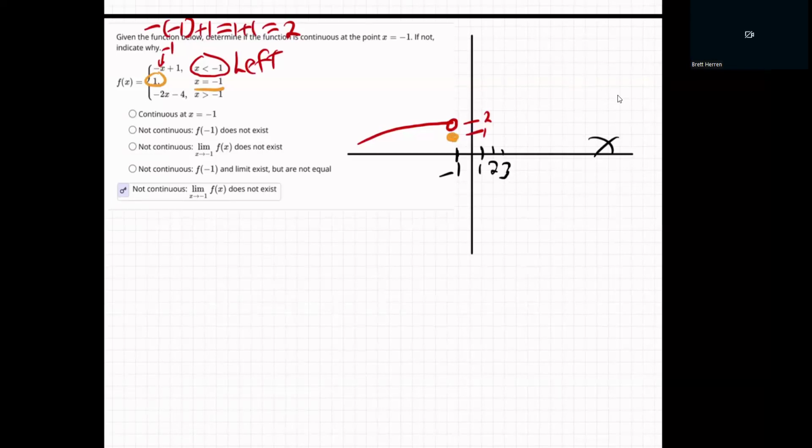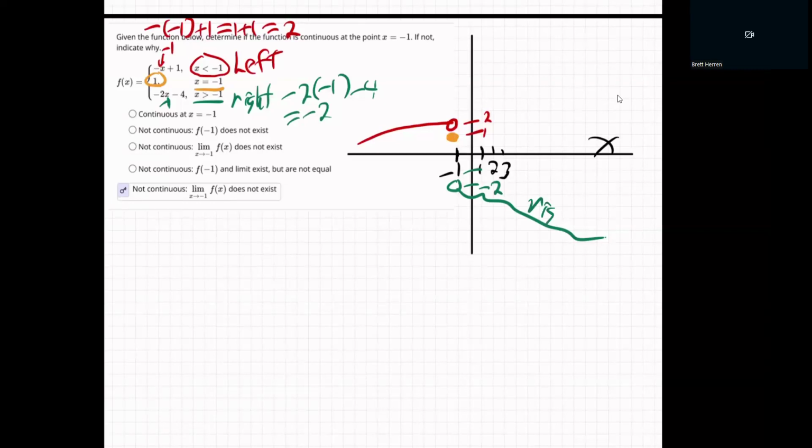Okay, last part. When it's greater than -1, that's to the right of -1. I'm going to plug in -1 again, even though it's not exactly right on -1. It's infinitesimally close. So that'll be -2 times -1 minus 4, which is 2 minus 4, -2. So it's down here. 1, 2, it's here. And then I don't know what it does, whatever, to the right.